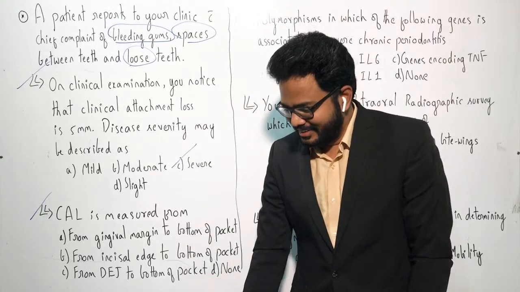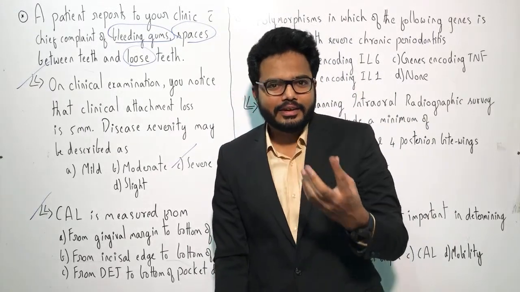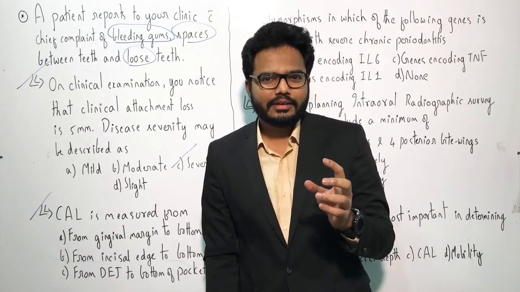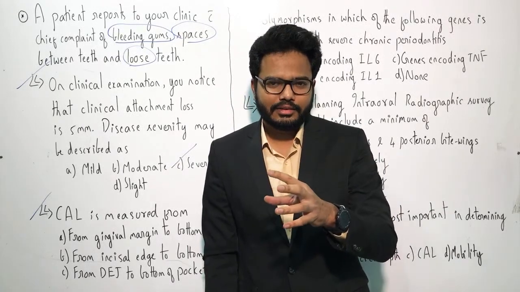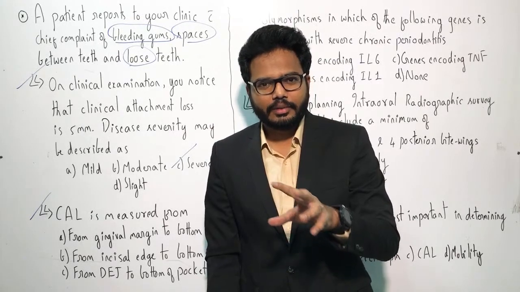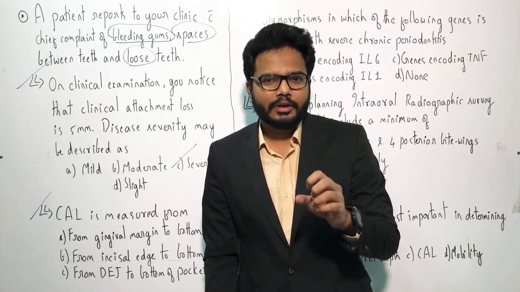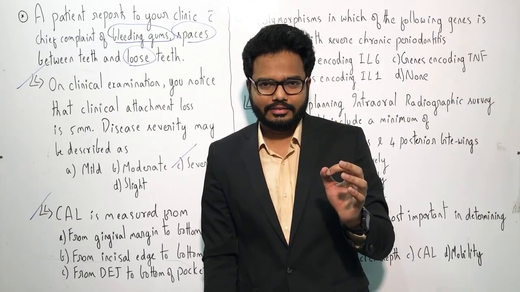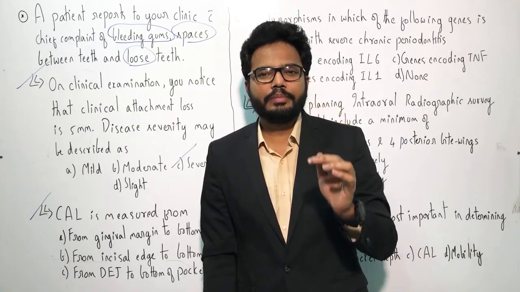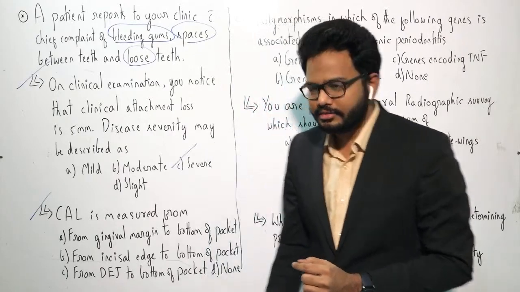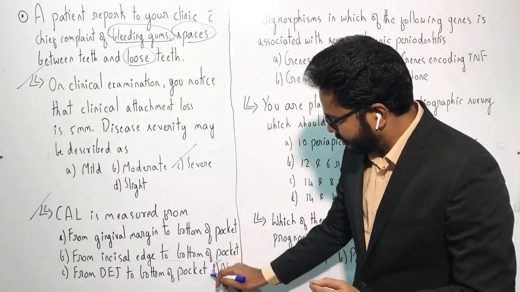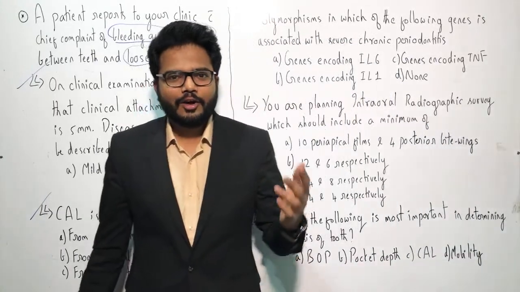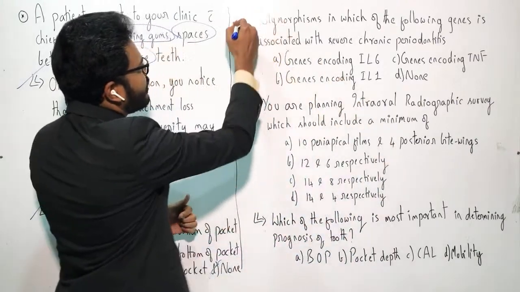Okay, yeah. So that's the speciality and importance of clinical attachment level. It is a standardized means of assessing the progression of periodontal disease because we are using a stable landmark, which is CEJ, right? So from CEJ to base of the pocket. So none is the right answer. Yeah, very good.